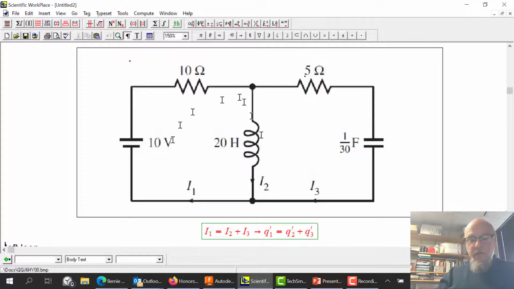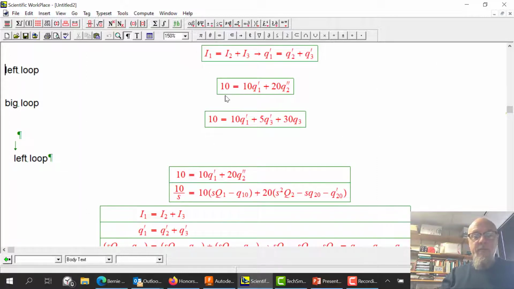Now I'm going to look at this left loop here. This left loop, it's 10 volts in, then there's a voltage drop across this resistor, and then a voltage drop across this inductor. So the left loop is giving me this equation. 10 in is equal to V equals IR, the resistor, and here's our inductor.